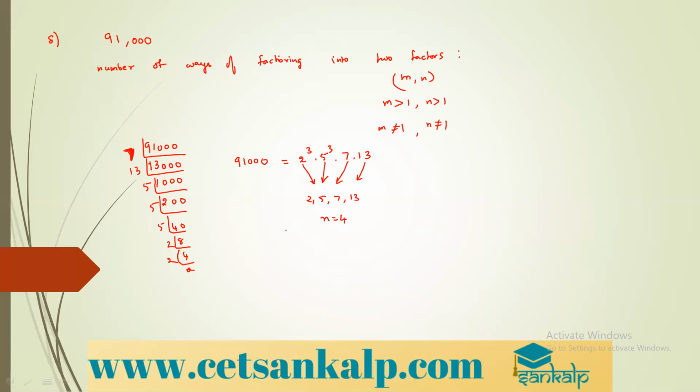Once you take n as 4, I can say the number of factors will be 2 power n minus 1. But because I am not including 1, I will subtract 1. This is the shortcut formula I gave you. So 2 power 3 minus 1, that is 8 minus 1. 7 ways are there to factorize it into two factors in which we will not include 1 at all. The factor will not be 1 at all.